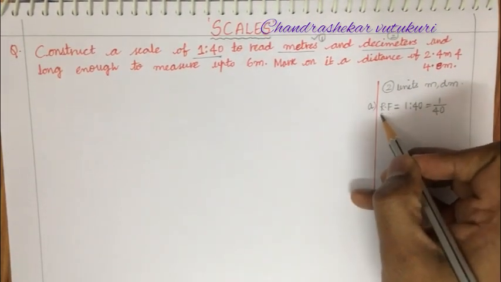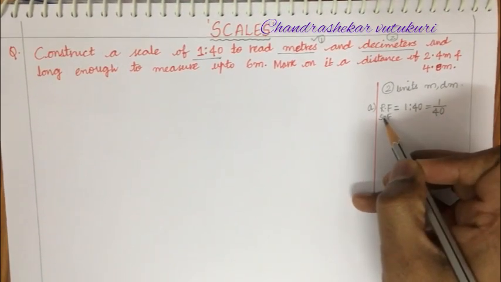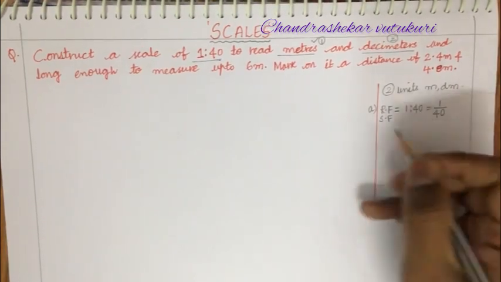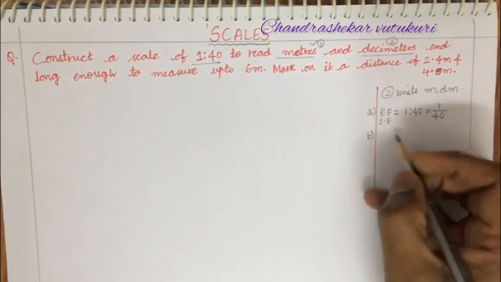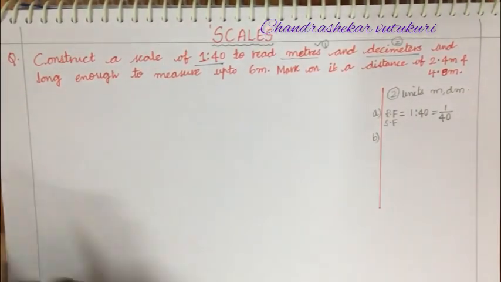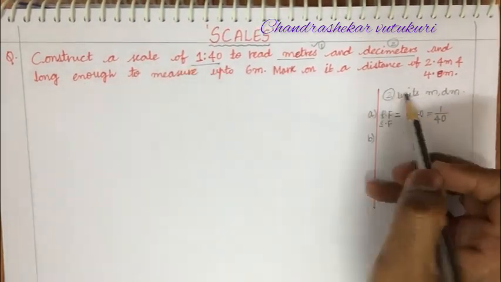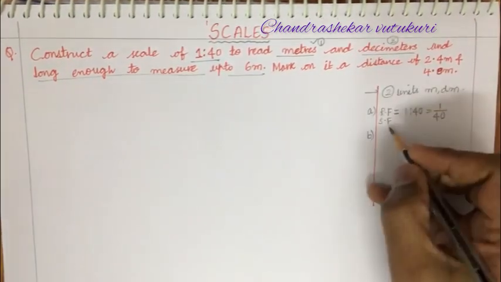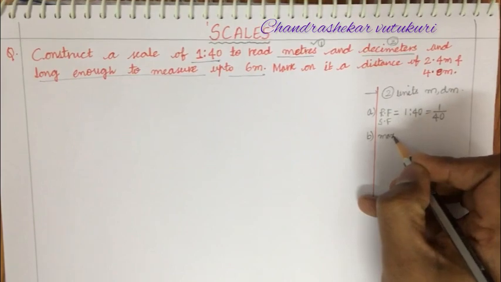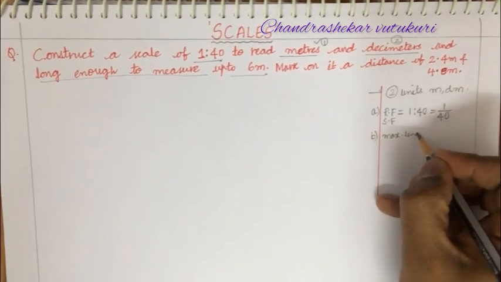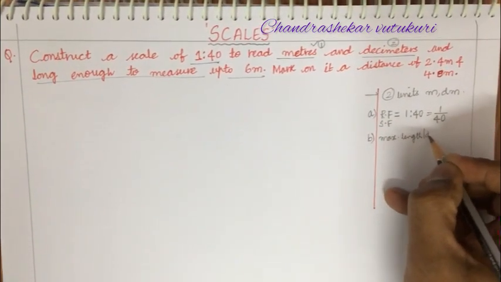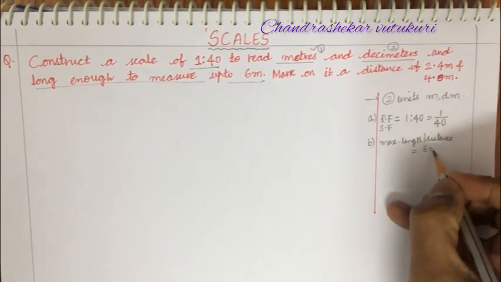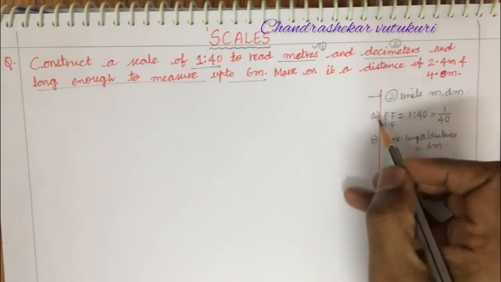Representative Factor, or sometimes called the scale factor, is given as the length of the scale to the maximum length of the scale. Once the RF is done, we are supposed to look at what is the maximum length it can measure. If you look in the question, it can read up to 2 units and is long enough to measure up to 6 meter. The long enough to measure is nothing but the maximum distance that this scale can measure. The maximum distance it can measure is given as 6 meter, dear students. Hope you are getting my point.